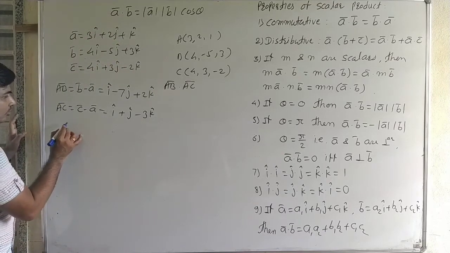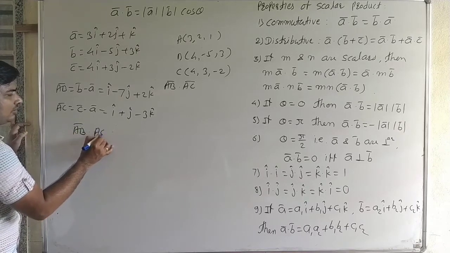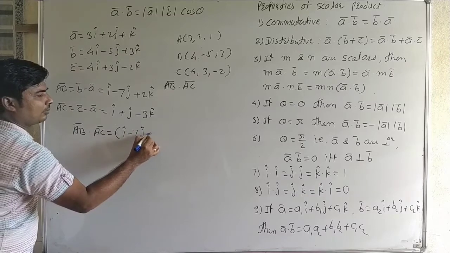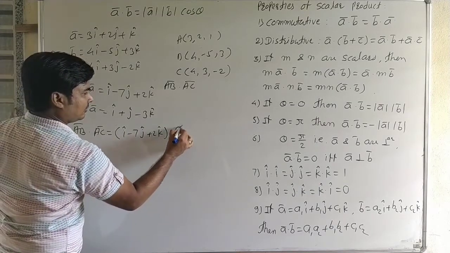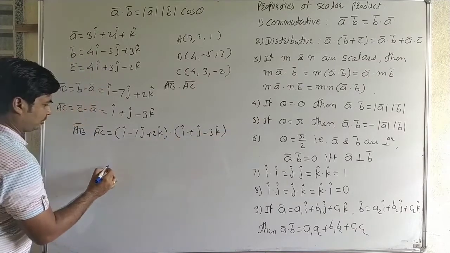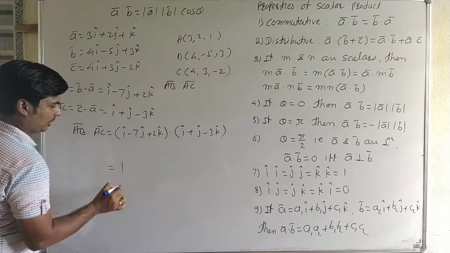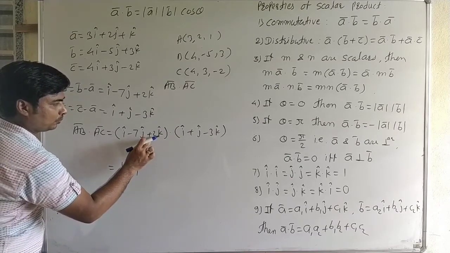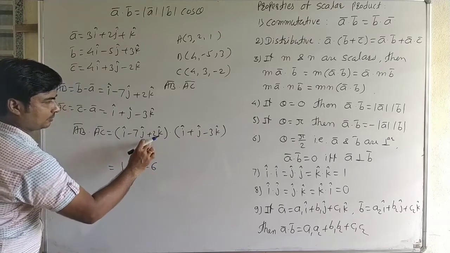Now we take the dot product of these two vectors. Vector AB dot vector AC. Therefore we can write (i cap minus 7 j cap plus 2 k cap) dot (i cap plus j cap minus 3 k cap). Therefore the dot product is: the coefficient of i is 1, so 1 into 1, that is 1, minus 7 into 1, that is minus 7, and 2 into minus 3, that is minus 6.